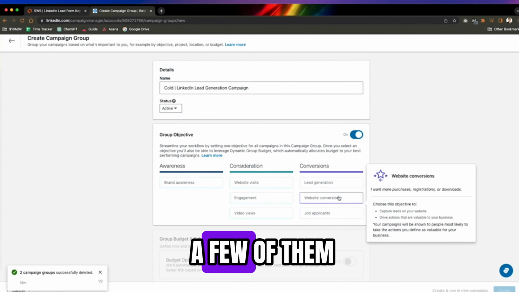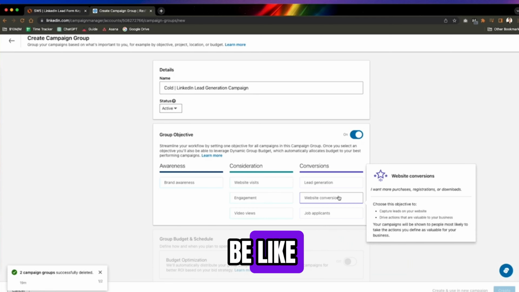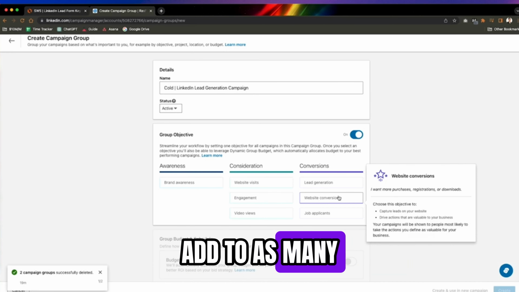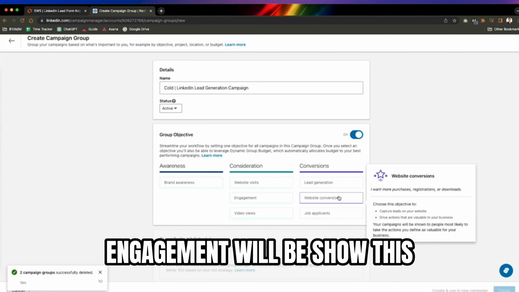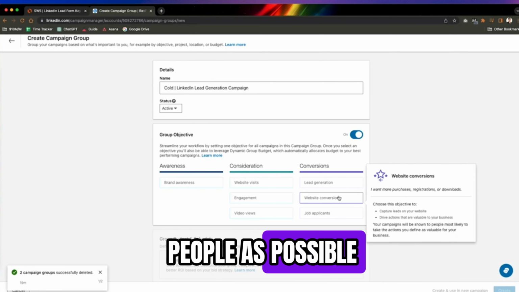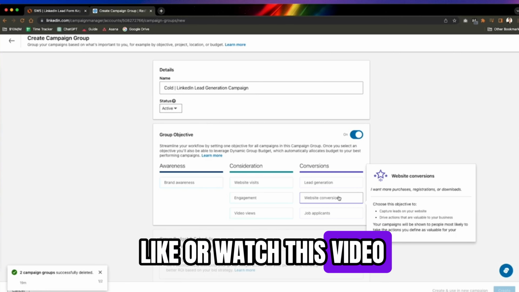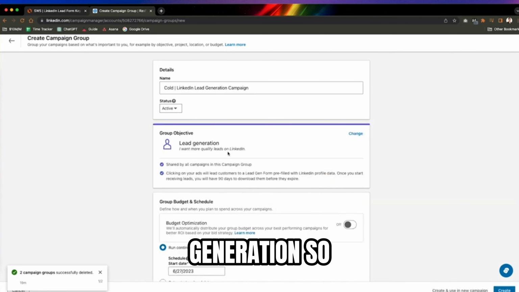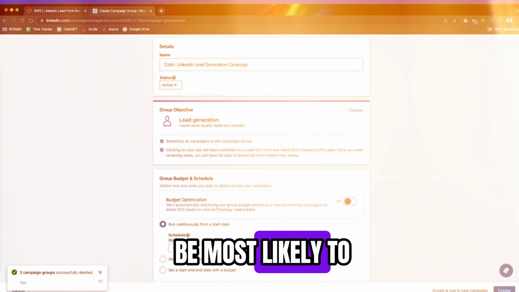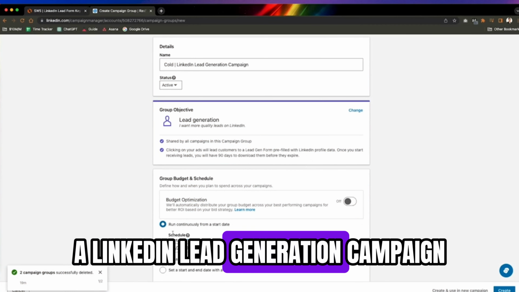Just to walk through a few of them, brand awareness would just be like, hey, show this ad to as many people as possible for the lowest cost possible. Engagement will be, show this ad to as many people as possible who are likely to like or watch this video. And then the one we're going to be focusing on here is lead generation. So show this ad to be most likely to fill out a LinkedIn lead generation campaign.